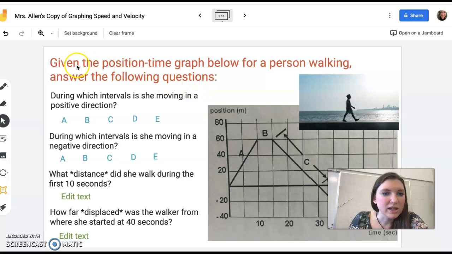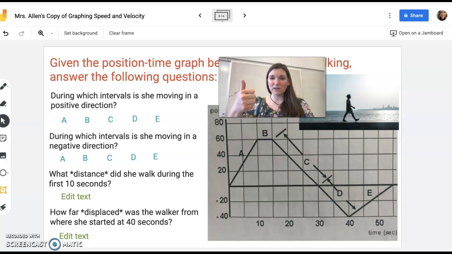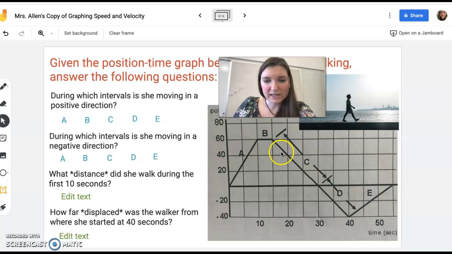Okay, so given the position time graph below for a person walking, answer the following questions. During which intervals is she moving in a positive direction? So again, a positive slope is that direct relationship. As time is going up, the distance is also going up. So A is a positive direction, B is where she's holding still, C and D is a negative direction, and E is a positive direction again. So A and E.